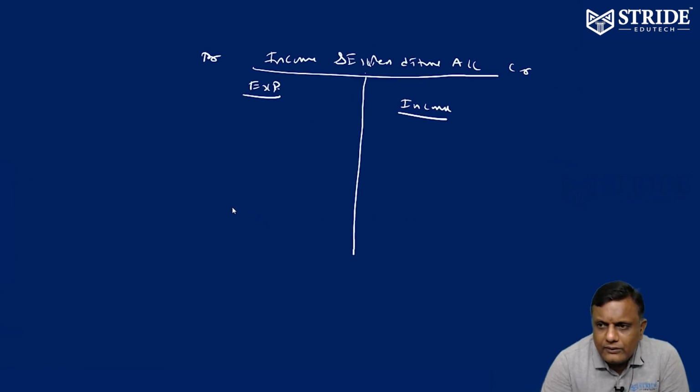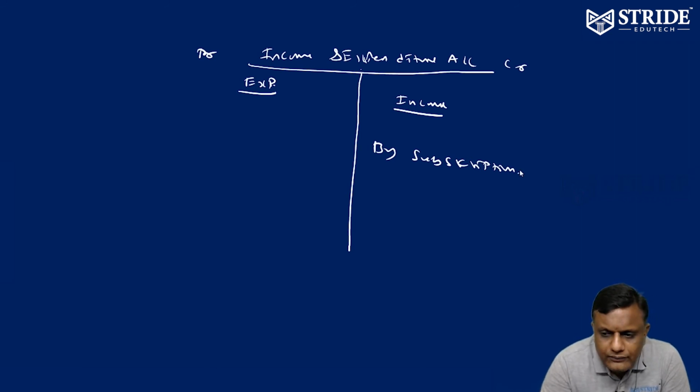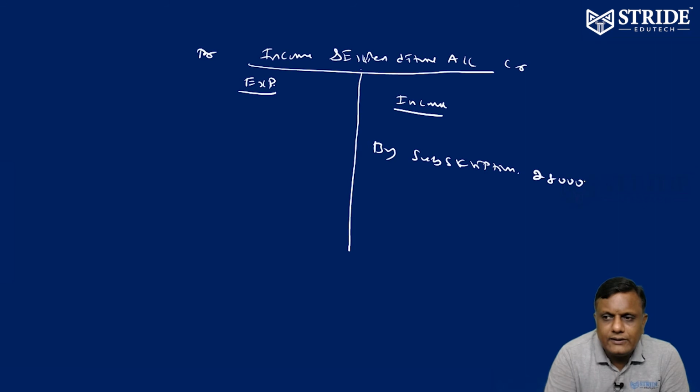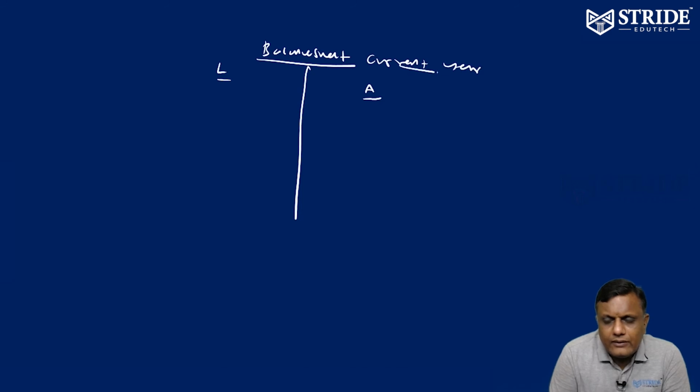First step, income to be recognized for the current year. So by subscriptions, how much? Current year is supposed to be 28,000. This is the balance sheet, current year, 31/12/2006 current year balance sheet.